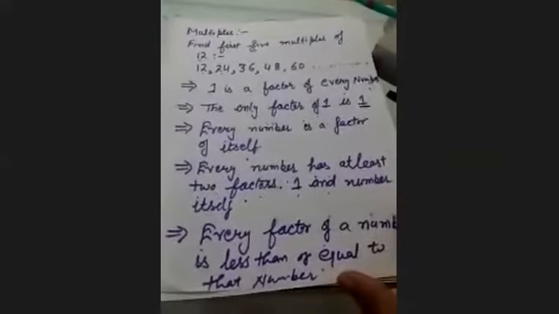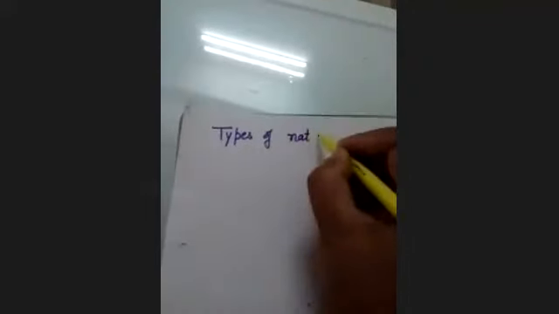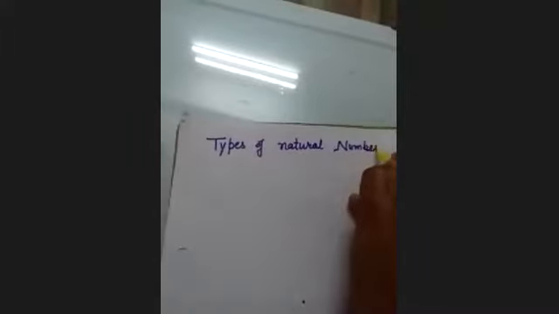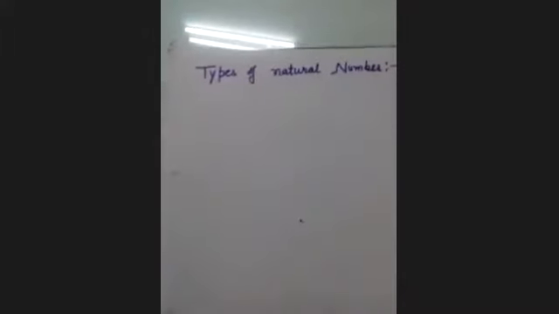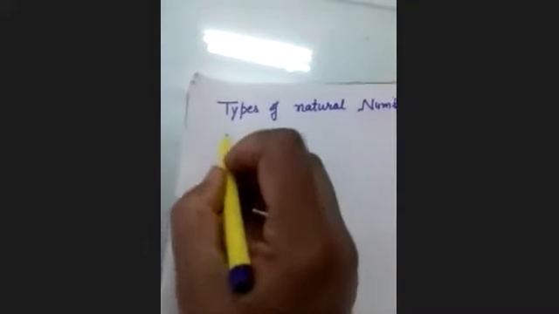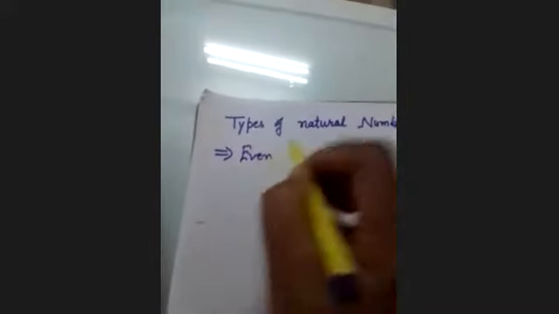Clear, students? Next, we'll discuss types of natural numbers. First is even numbers.